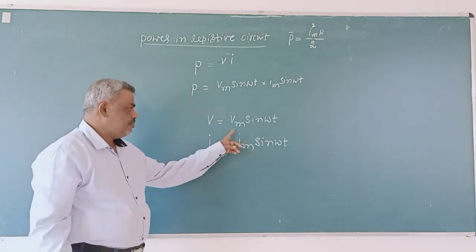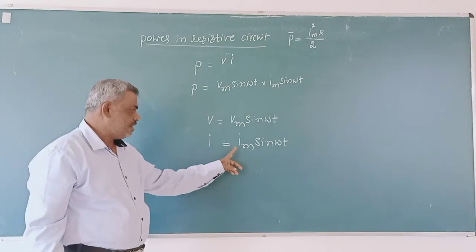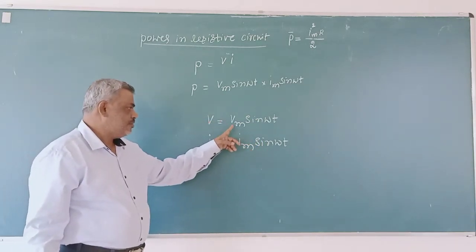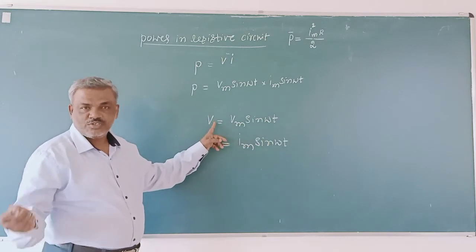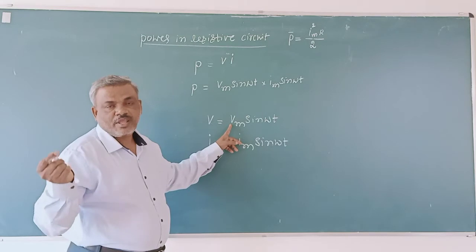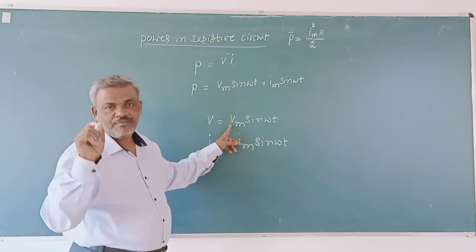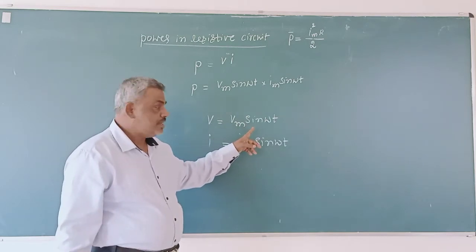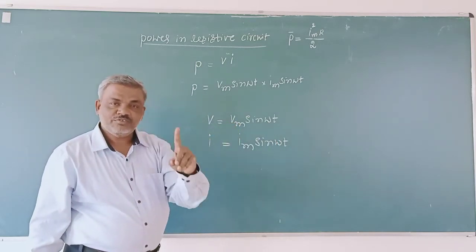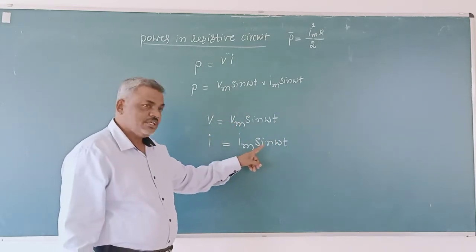So V equals Vm sin omega t and I equals Im sin omega t. The source voltage V equals Vm sin omega t, where V is the source voltage, Vm is the peak or amplitude, the peak value of the alternating voltage, and omega is the angular frequency. The current in the pure resistive circuit is I equals Im sin omega t.